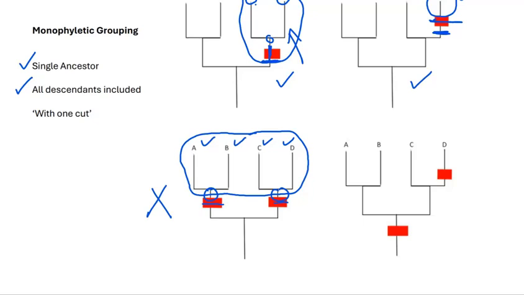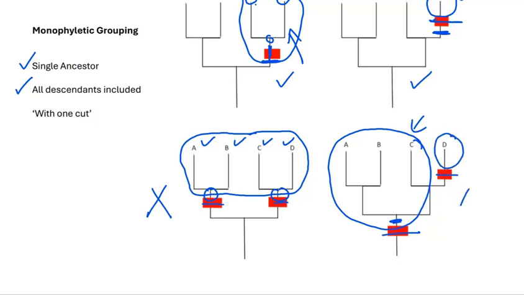Across here on the right-hand side, if we were to cut the clade here and here, and then circle A, B, C, like so, is this a clade? Notice that whilst there is a single ancestor, so we're okay on the first criterion, it has not included all the descendants, and so it fails the test of a clade.